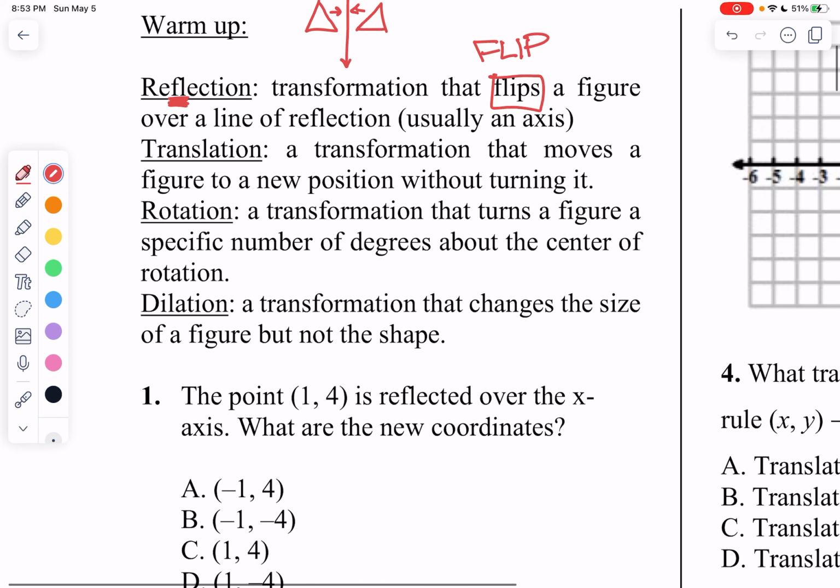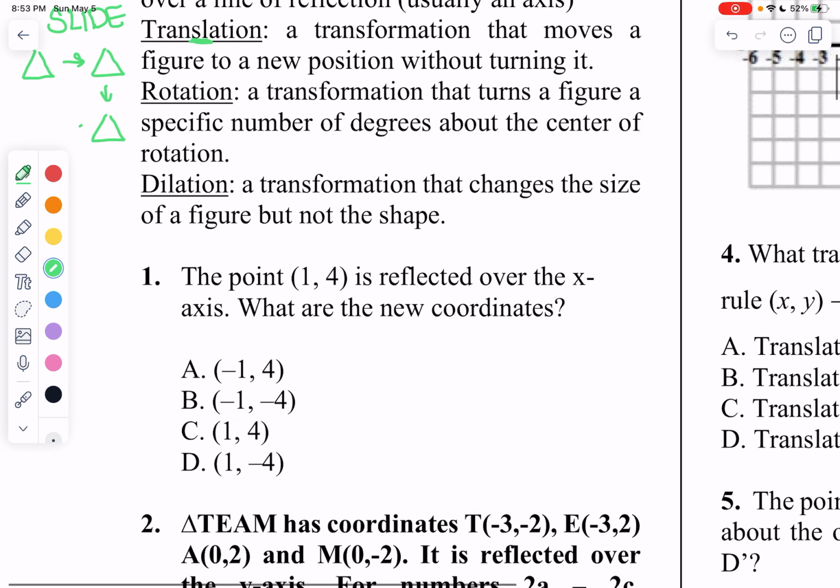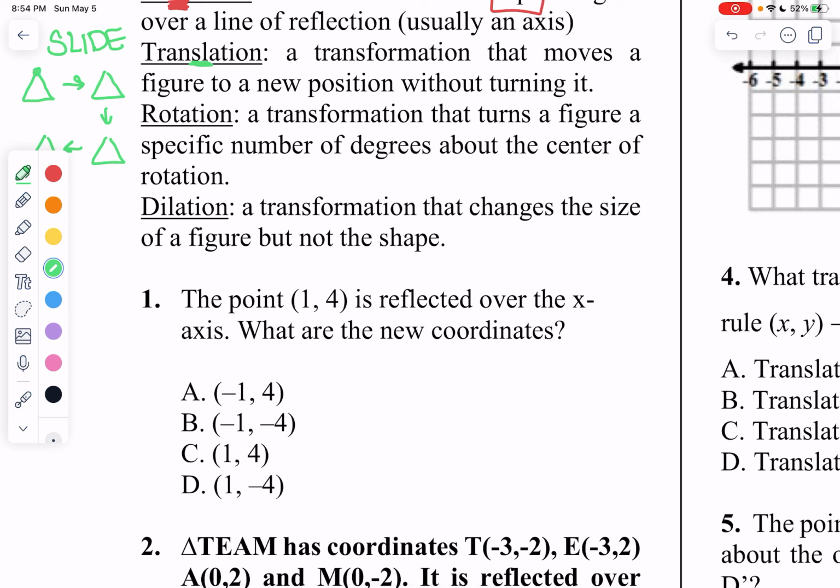Okay. Next up is translation. With translation, I want to look at this right here because that stands for slide. Translation is when it takes a figure and moves it to a new position. It says without turning it. I like to just think of it like sliding. We either slide it to the right, we could slide it down, we could slide it back to the left. Okay, it's staying in the same orientation, which means this point is always going to be at the top. It's not turning or flipping over any line. It's just sliding.